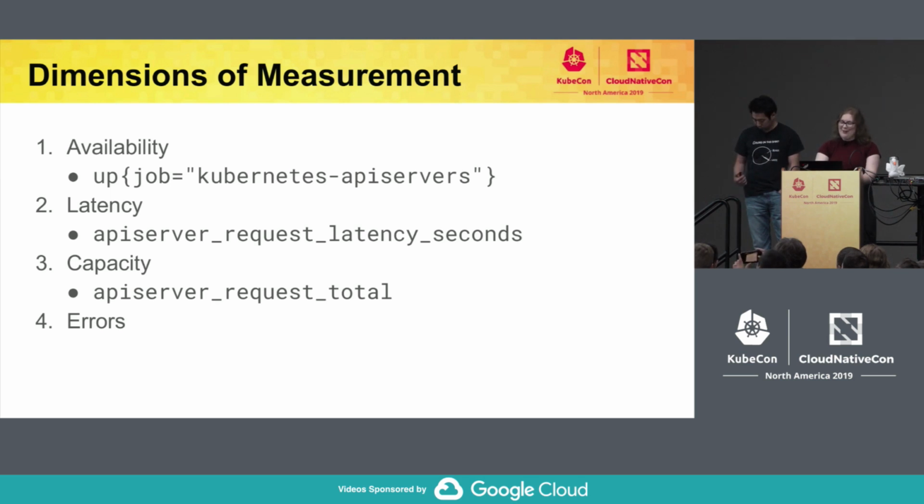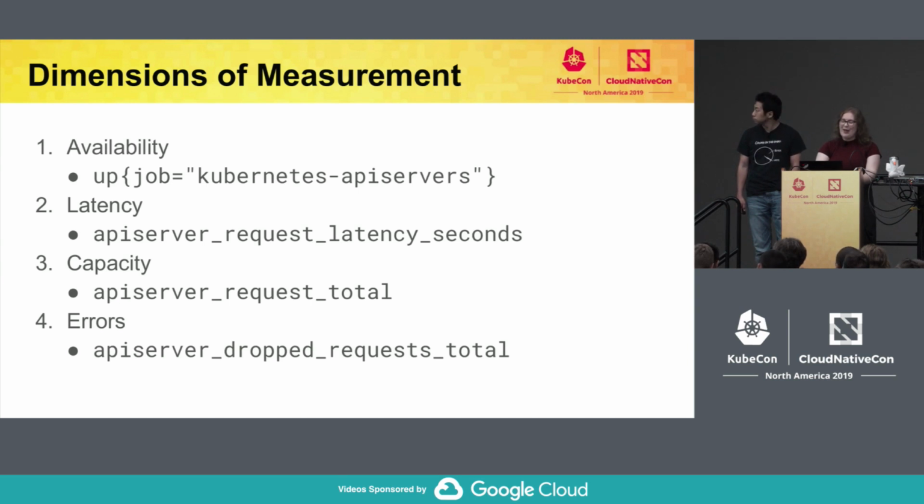Many things can go wrong, of course. And what's gone wrong is not always going to be obvious from a single metric. But here's a counter: API server dropped request total, which we probably want to stay close to 0. We can derive the rate of dropped requests from this, and perhaps build an alert if that rate exceeds 0 for some period of time.